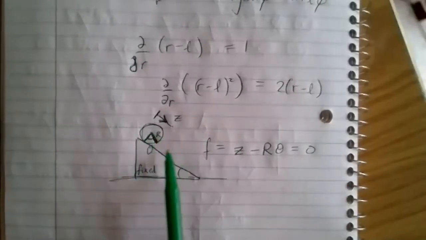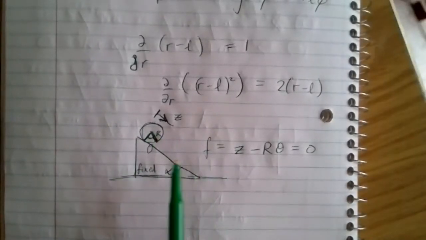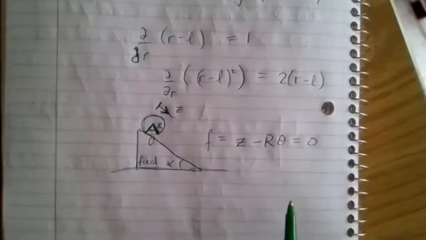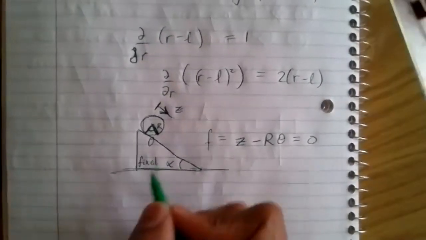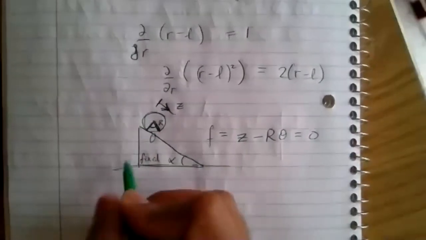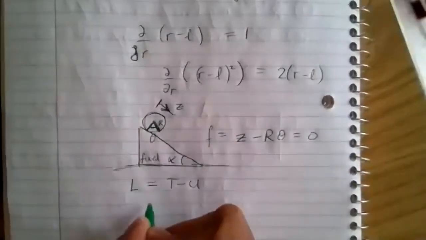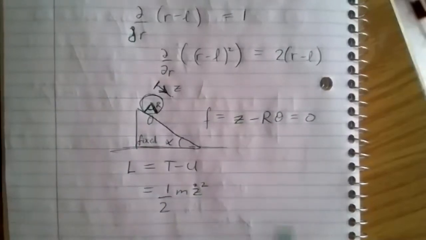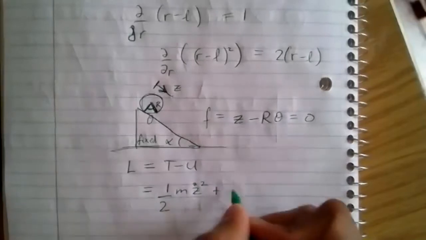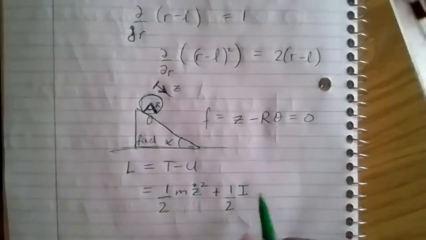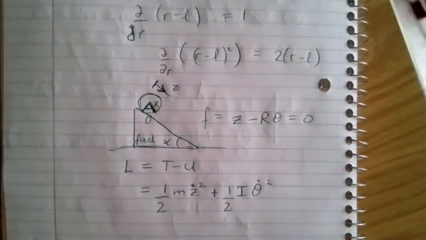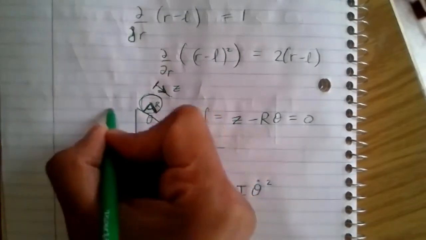So it's something with a circular cross section. It could be a sphere, a shell, a hoop, a cylinder, all kinds of things. So we'll say that it has some moment of inertia. And again, going back to mechanics, we know L is equal to T minus U. For our T, we now have 2 contributions. We have 1/2 m z dot squared, which is the kinetic energy of the center of mass, but then we also have the rotational kinetic energy, 1/2 I theta dot squared. And finally, minus U.